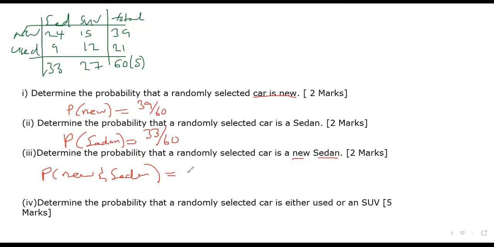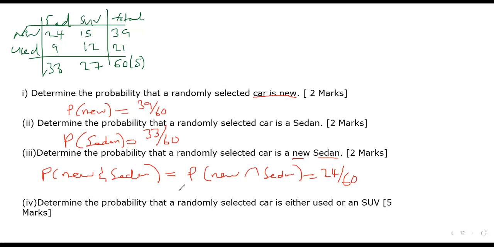All right. 24. And means what? Intersection, right? So what would be the answer? 24. Yeah, right. 24 over what? 33. Intersection. 39. Let's go over 60, the grand total. Okay.